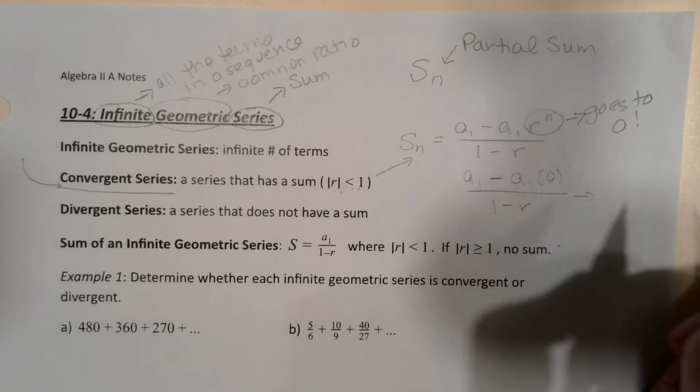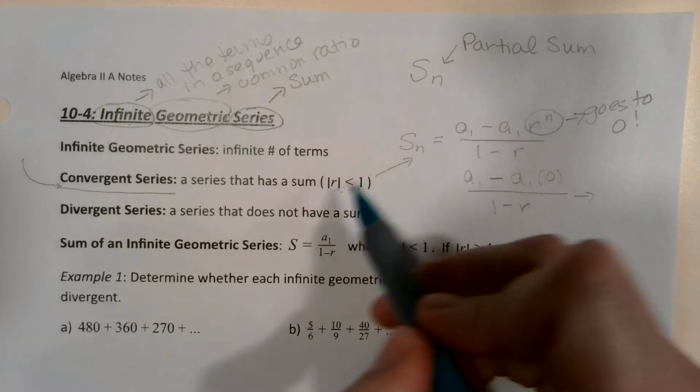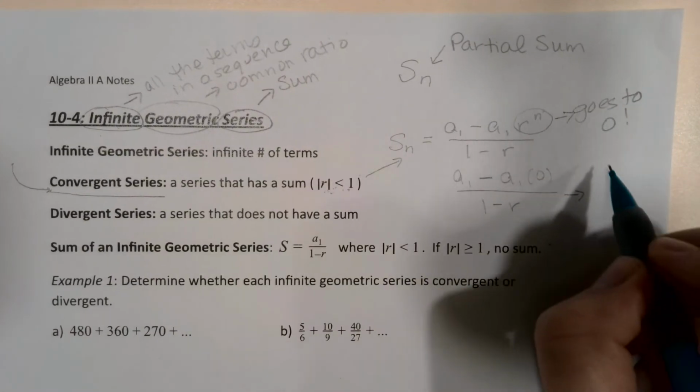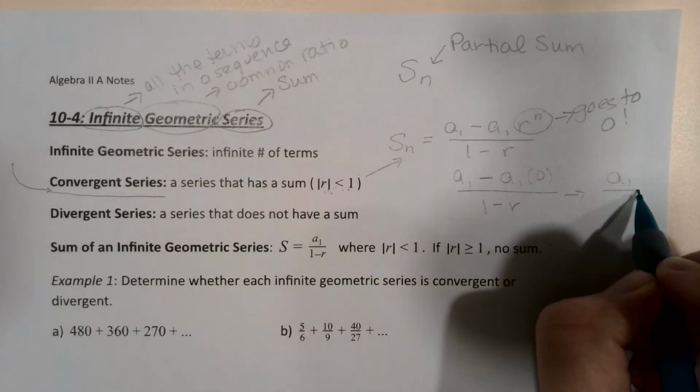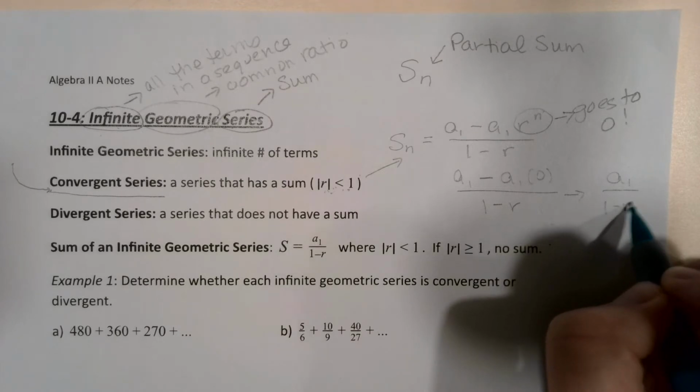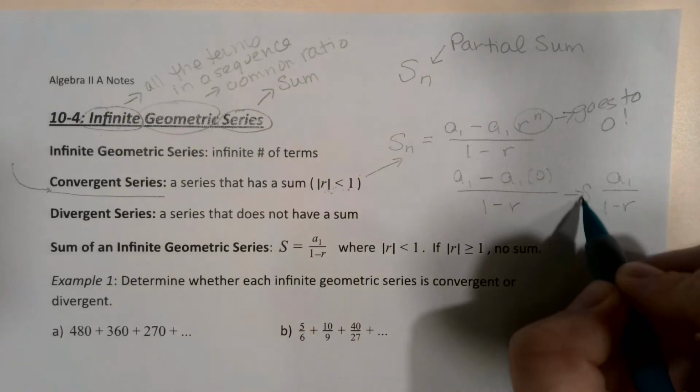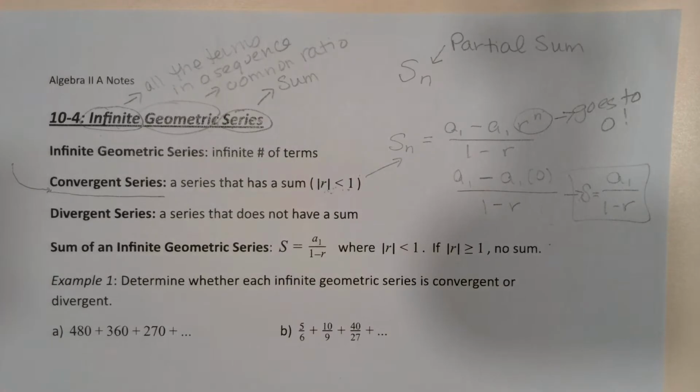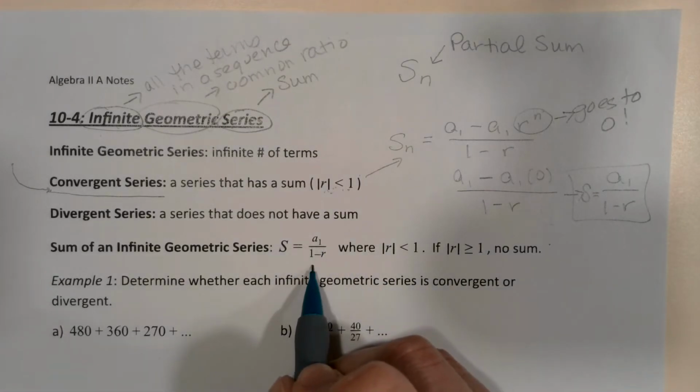So the sum that we're going to calculate, if we have one of these, our equation will become the first term over 1 minus the rate. That's going to be the sum for this section. That's what we get right here.